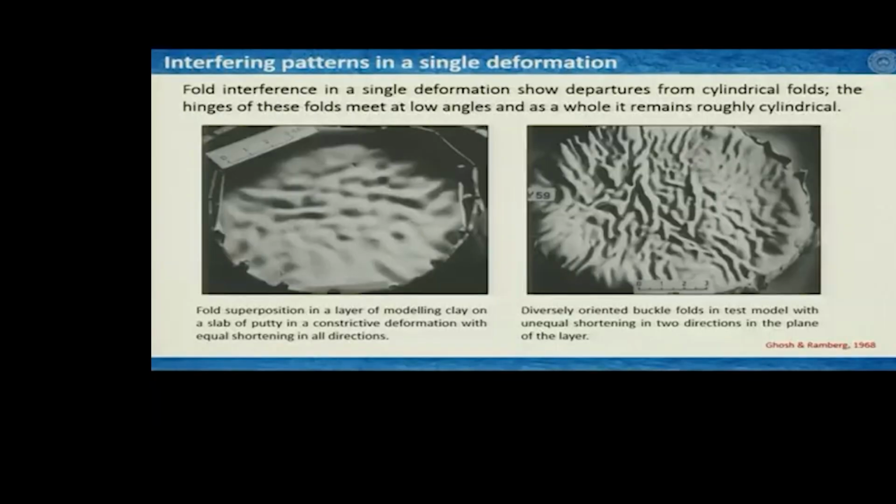That means you don't need two stages of deformation, or one after another, or successive deformations. So in one single event you can produce superposition of folds. Whatever be the case, you have your initial structure and then you get your final structure by superposition. So the second one is known as refolded folds. So here is an example of interfering patterns in a single deformation.